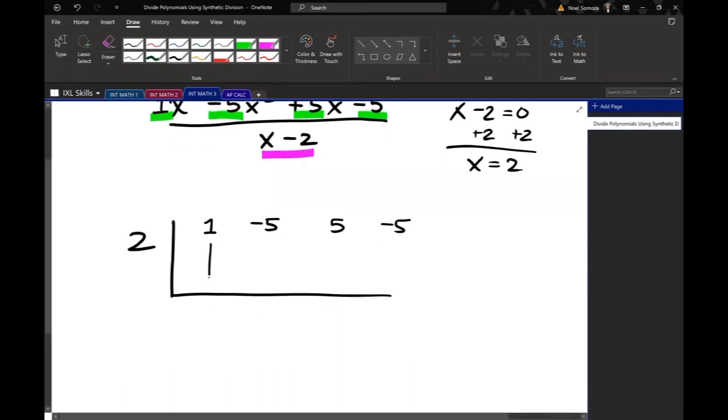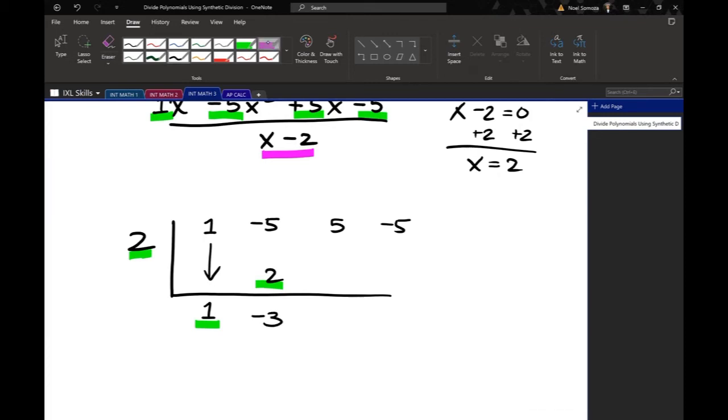Remember that the first term, we just bring it down here. Then we're going to start to multiply. So we multiply 2 times 1, and that's going to give us our product right here underneath the -5. So 2 times 1 is just 2. We can go ahead and add -5 plus 2. That's going to give us -3.